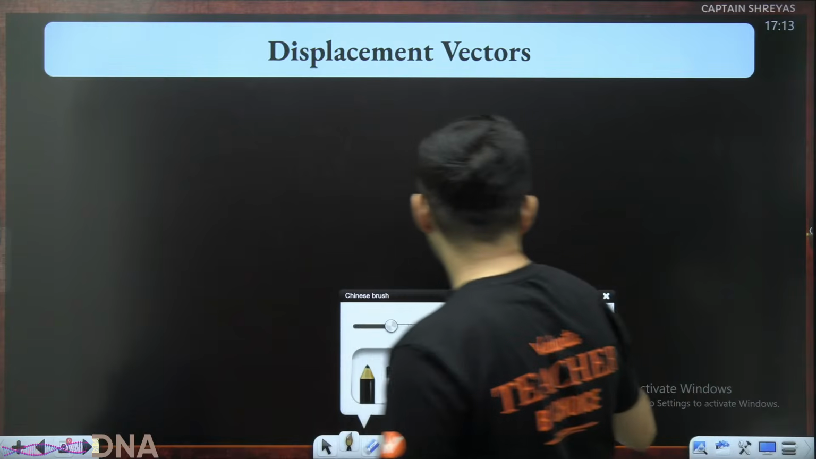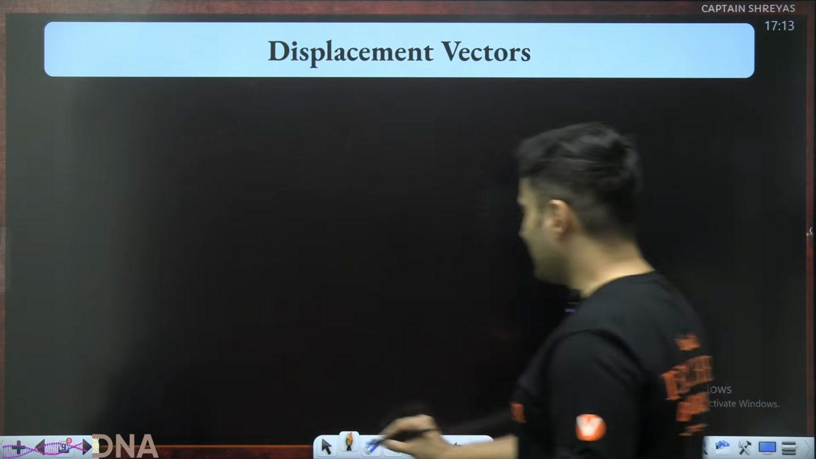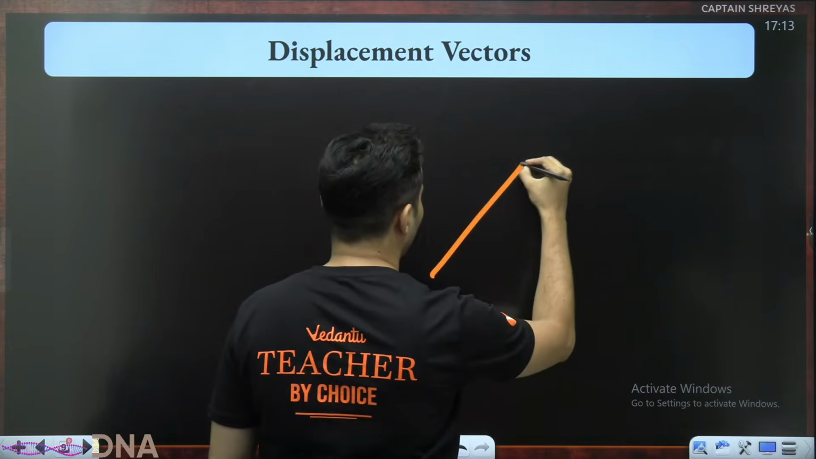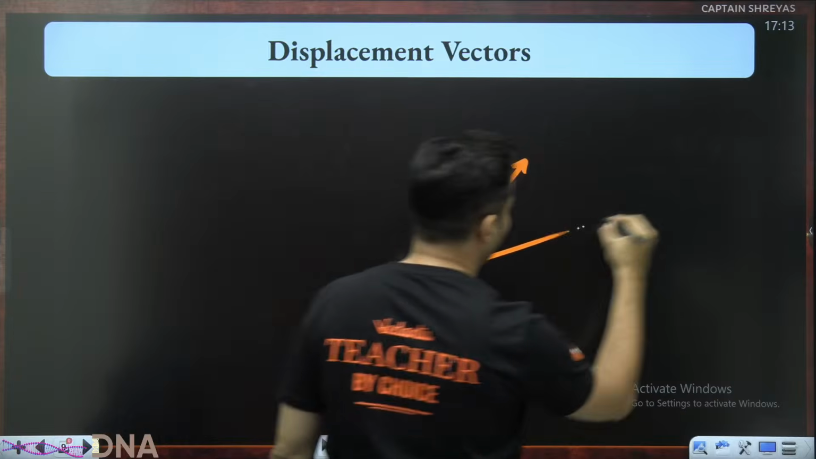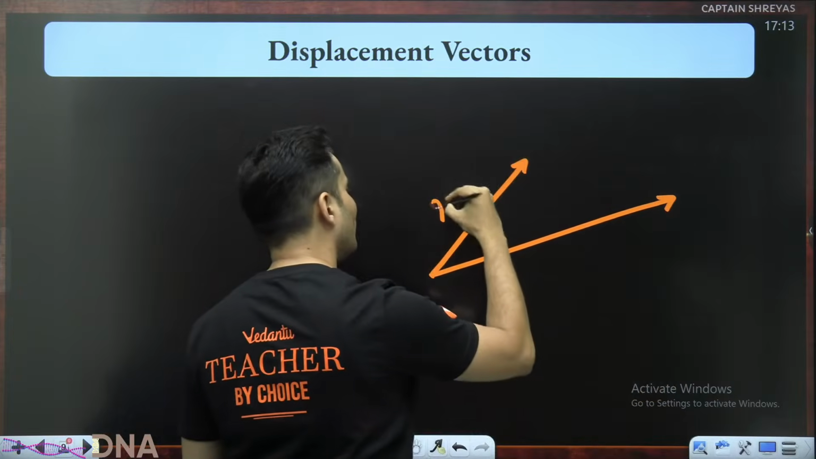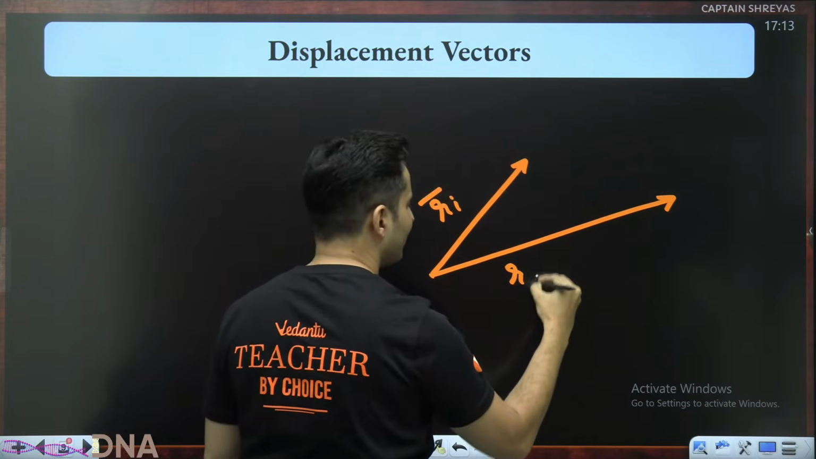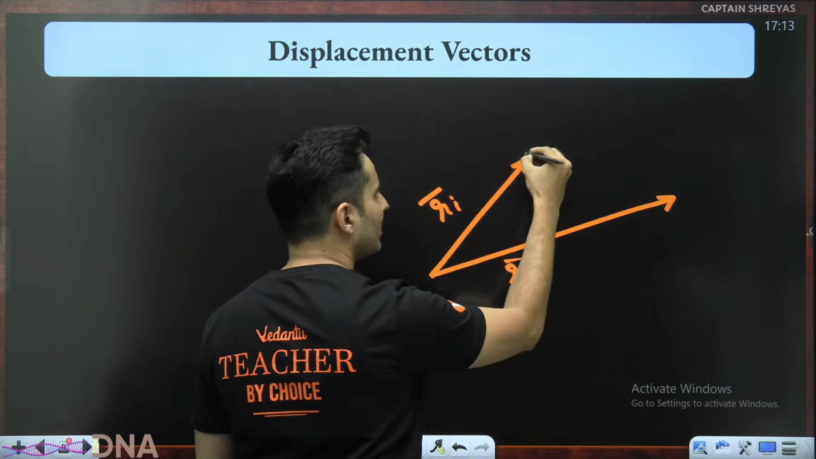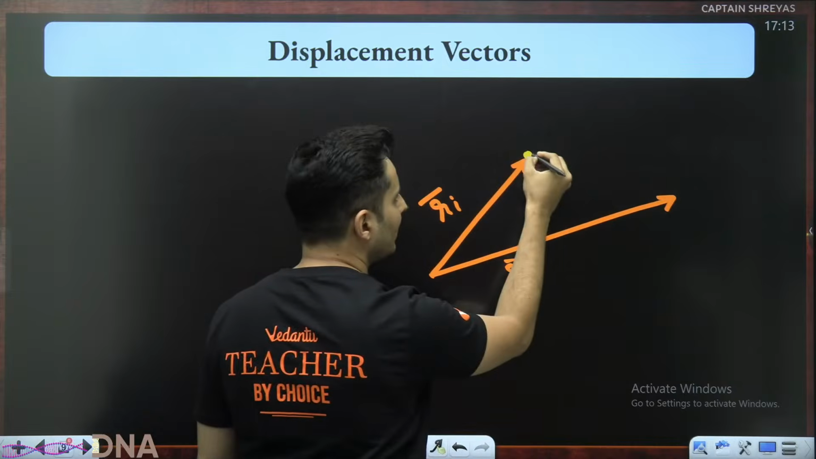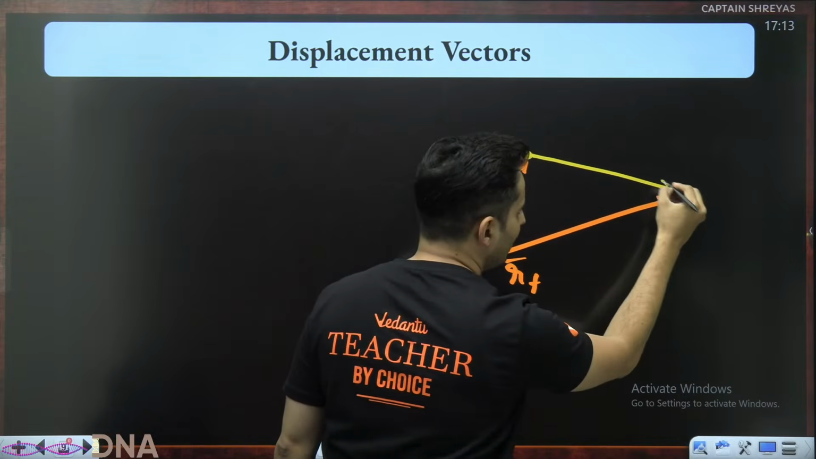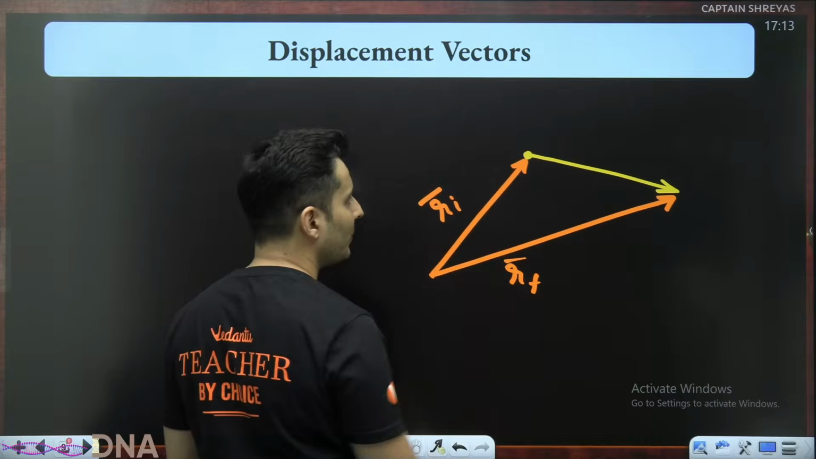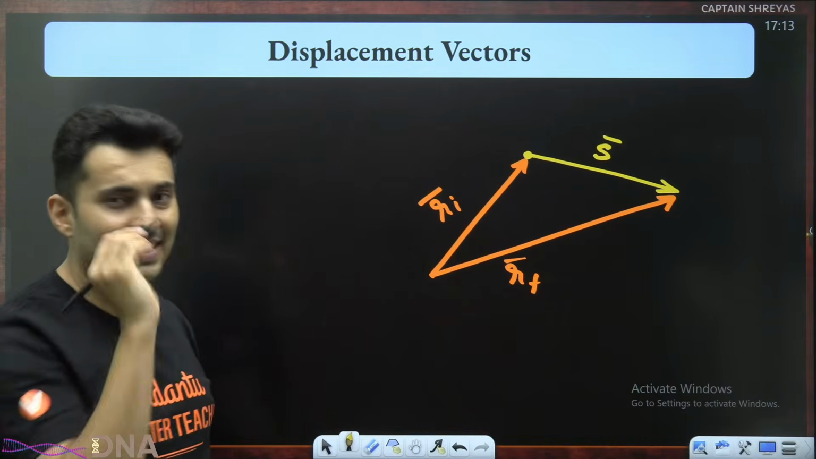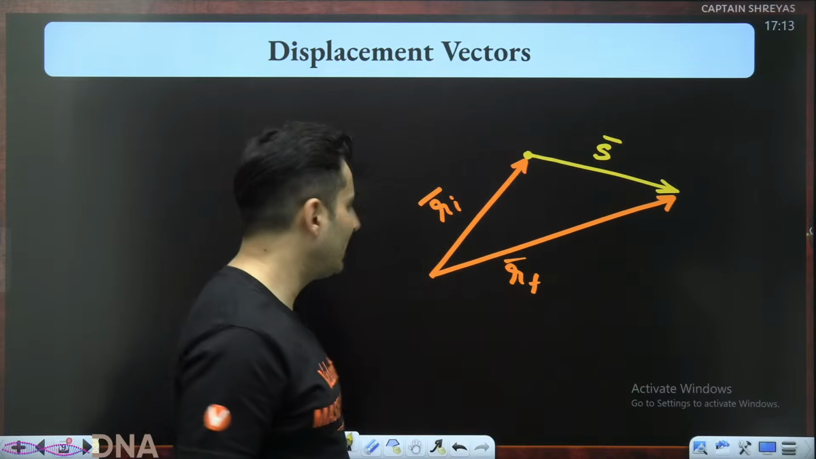Now comes the next, displacement. Observe this. See, Pandu was initially here, then Pandu went here. This was initial, this was final. So, from the initial location over here, Pandu reached here. So this would be the displacement of the Pandu. I will call it S. Remember, this displacement symbol was S. So this is the displacement.